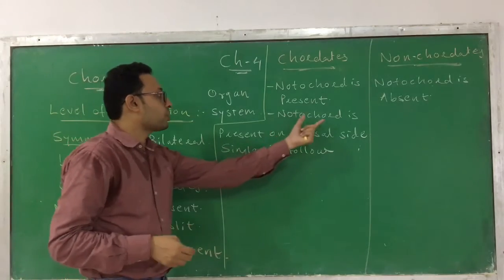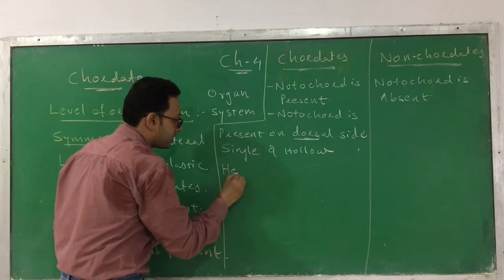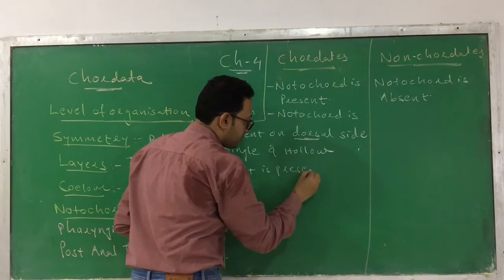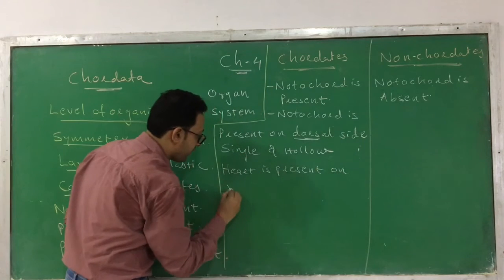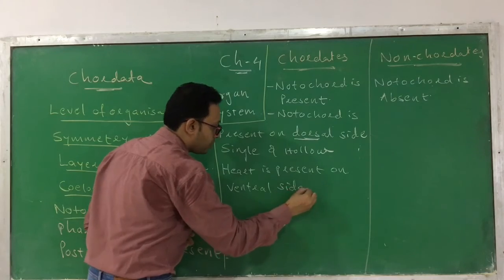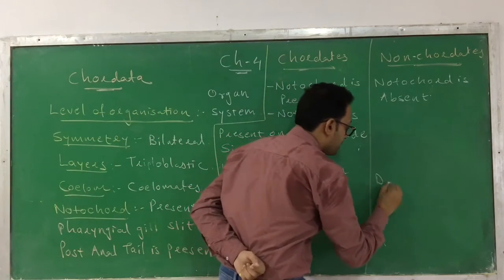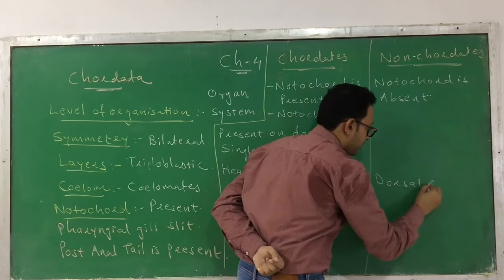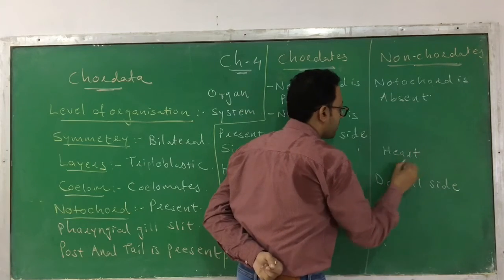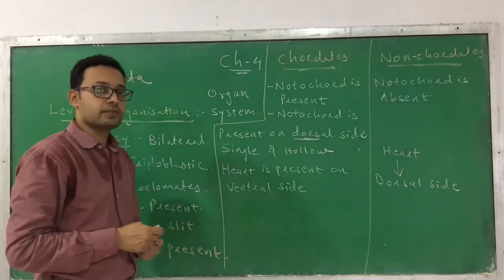Now, as the notochord is present on the dorsal side in chordates, the heart is present on the ventral side. On which side is it present? The heart is present on the ventral side. Whereas in non-chordates, the heart is present on the dorsal side. Where is the heart present? In case of a non-chordate, the heart is present on the dorsal side. This is the difference.